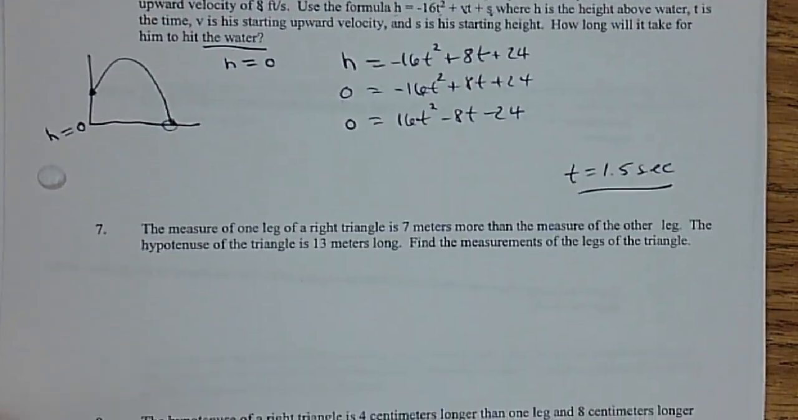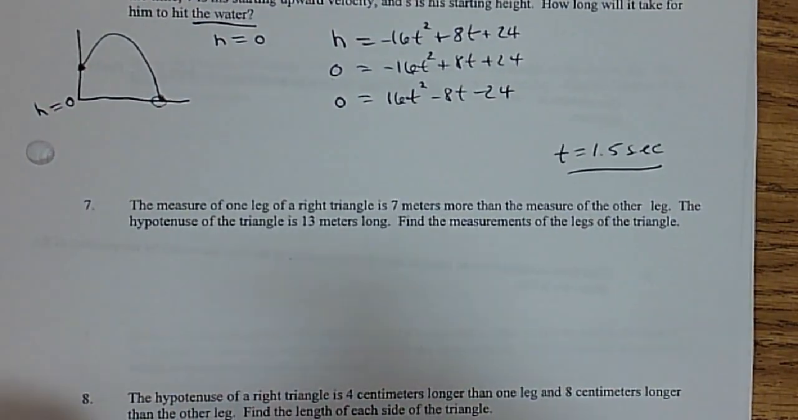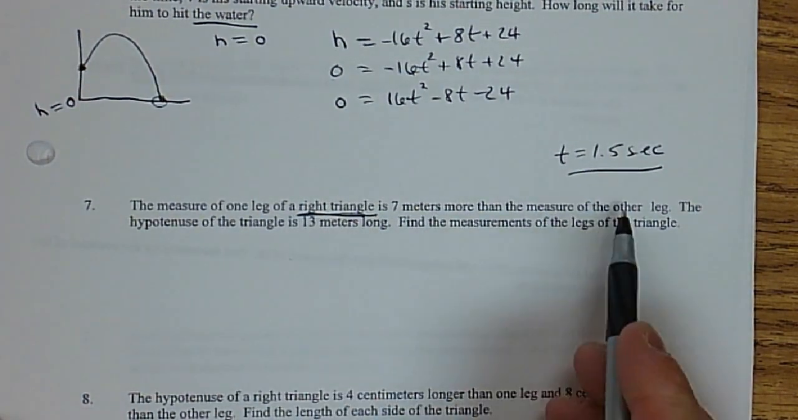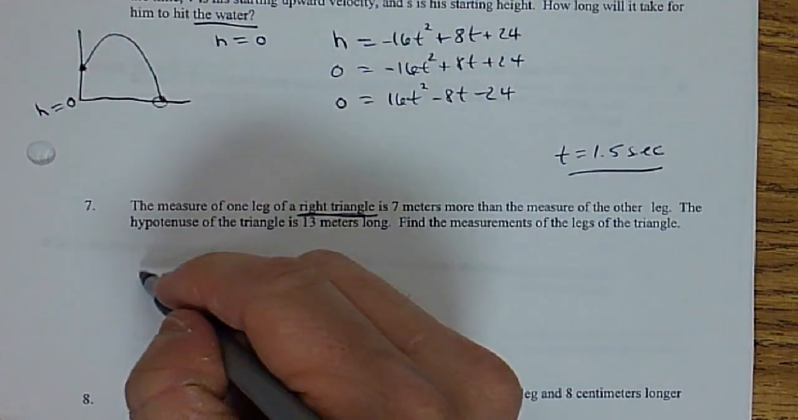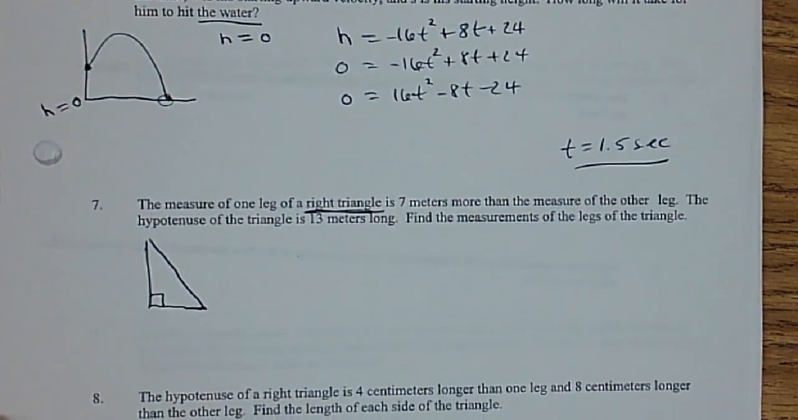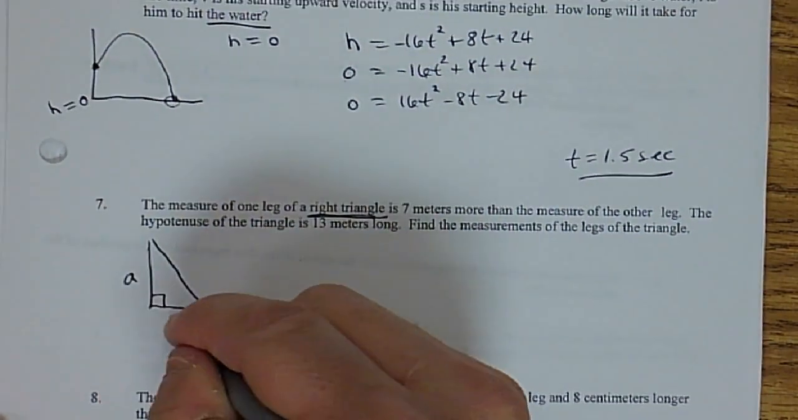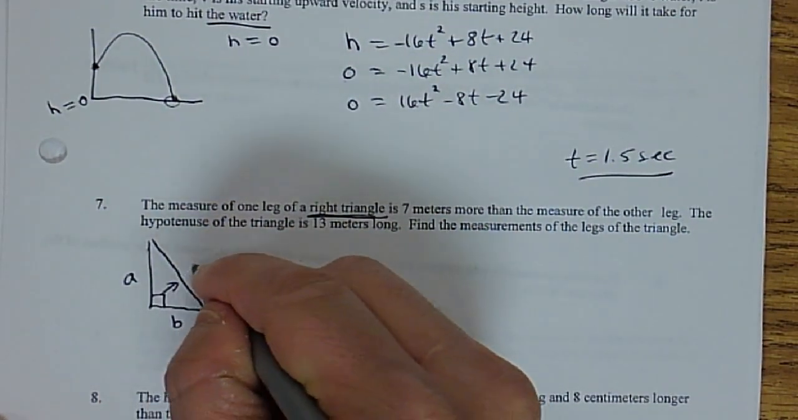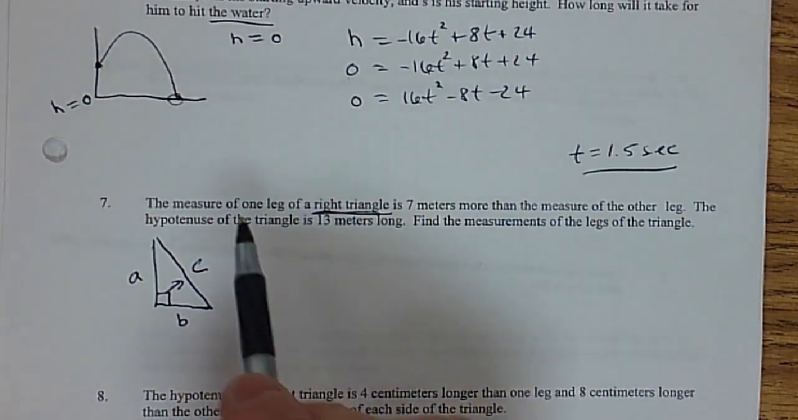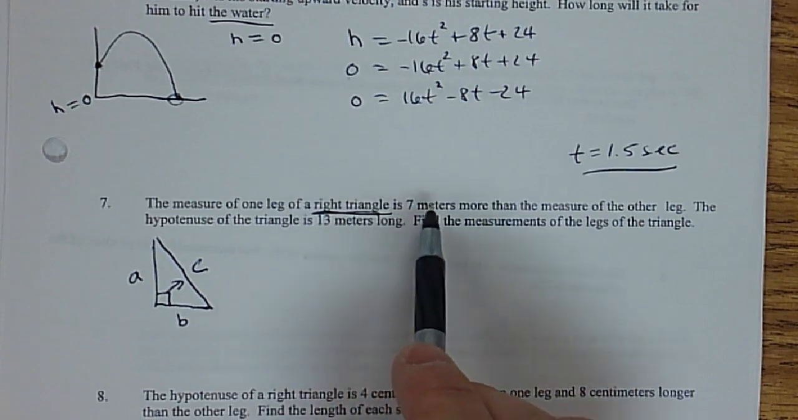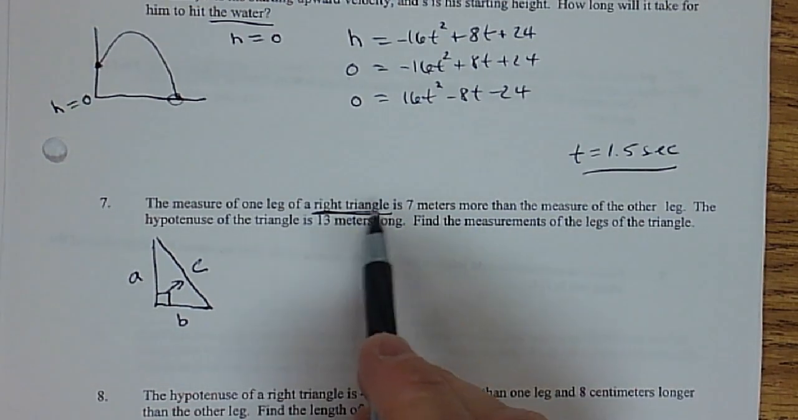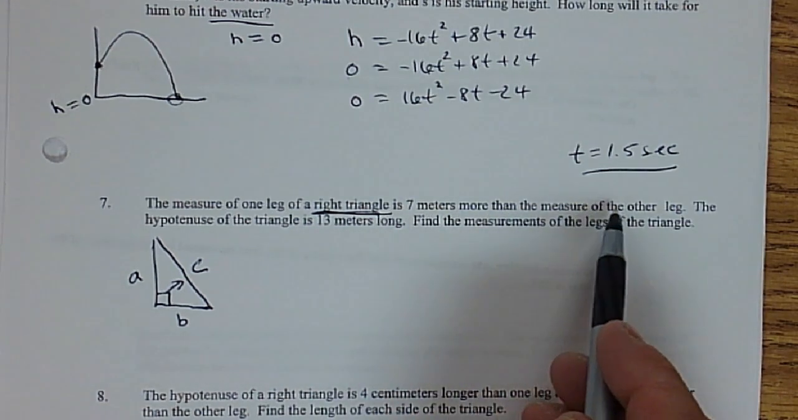Okay, the last one I'm going to try for today is number 7. The measure of one right triangle. That gives me a hint right there. I'm talking about the sides. I remember that I had this little formula called the Pythagorean theorem for right triangles. A is a leg, B is a leg, across from the 90 is your C, which is your hypotenuse along this side. They say the measure of one leg of a right triangle is 7 meters more than the measure of the other. Maybe I'll put it right on my picture. So the measure is 7 meters more than the measure of the other.